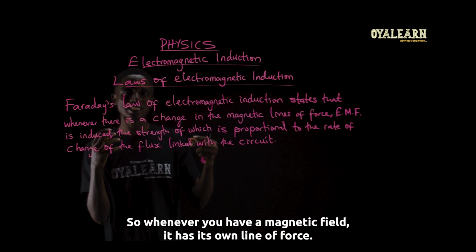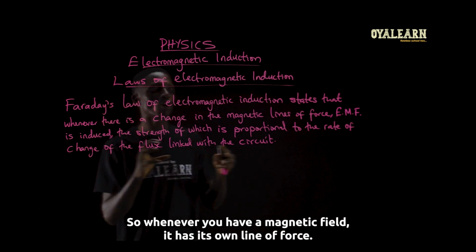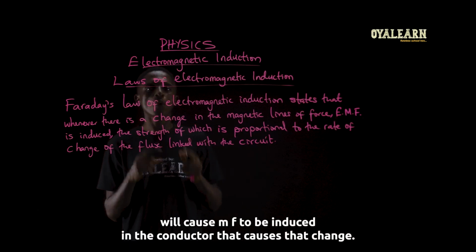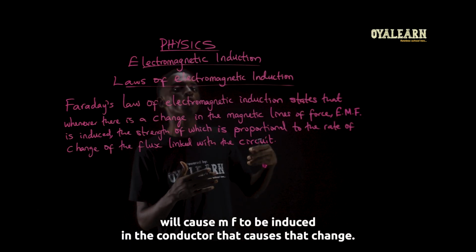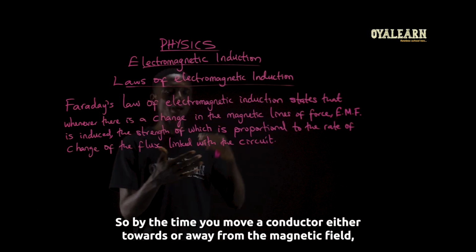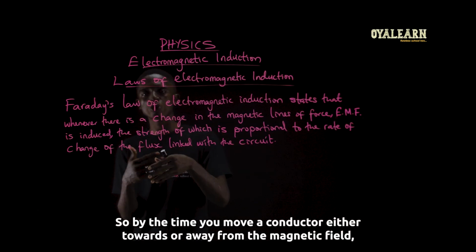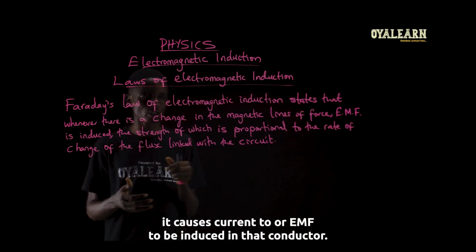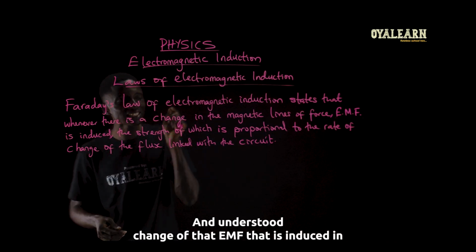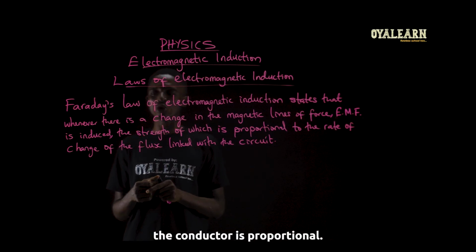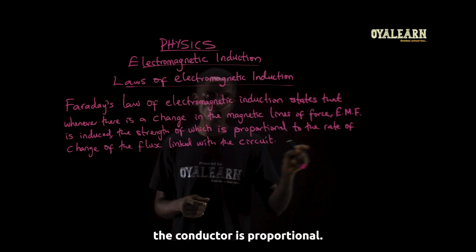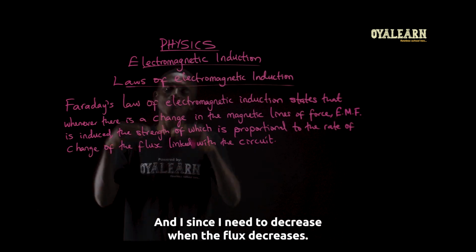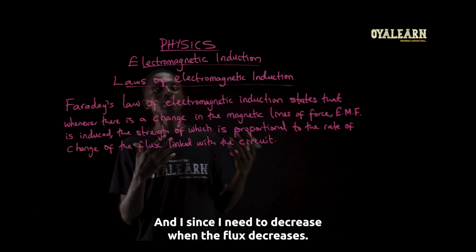So whenever you have a magnetic field, it has its own line of force. Now, changing that line of force will cause EMF to be induced in the conductor that causes that change. Okay, so by the time you move a conductor either towards or away from the magnetic field, it causes current or EMF to be induced in that conductor. And the strength of that EMF that is induced in the conductor is proportional. That is, it will increase when the flux linked with the circuit increases, and at the same time it will decrease when the flux decreases.